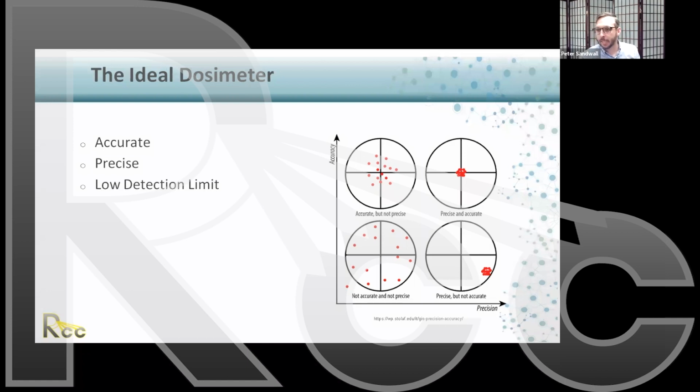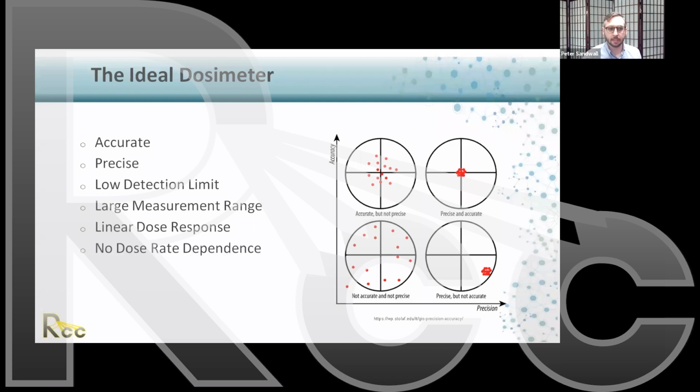Ideally, we'd have a low detection limit, a large dynamic range or a large measurement range. We'd be able to cover all the values that we're interested in. A linear dose response over our measurement range. No dose rate dependence. Tissue equivalent. High spatial resolution. And the reality is, there is no ideal dosimeter. There are real dosimeters that exist, and most of them are compromises that achieve some of these objectives, but not all of them. And it's important to know when we're compromising and how to correct for those compromises.